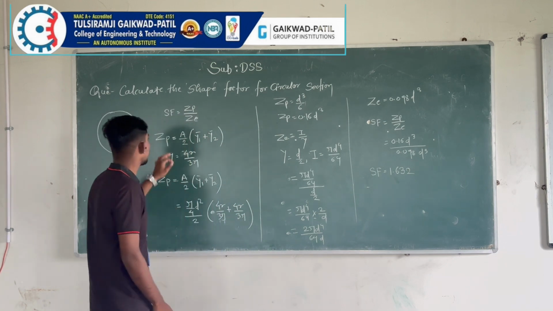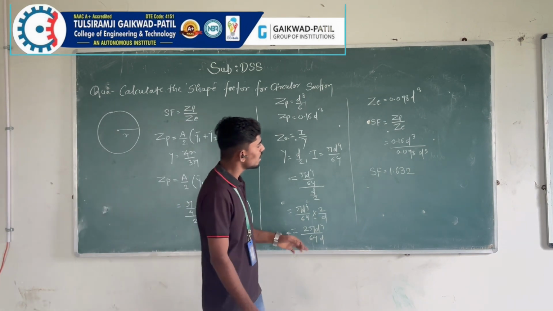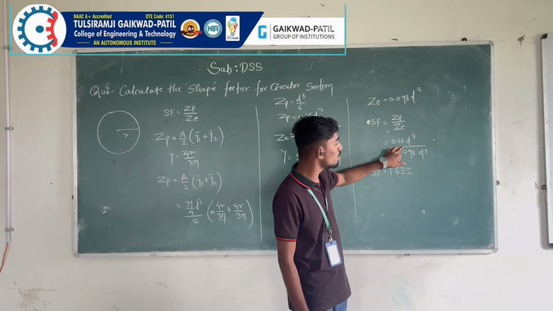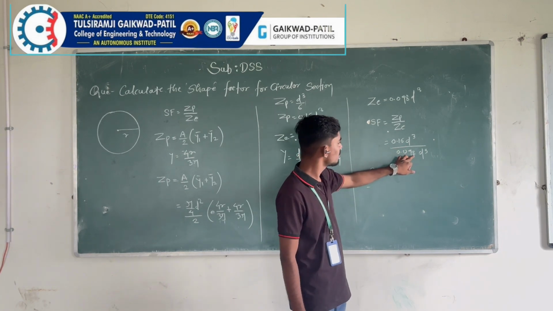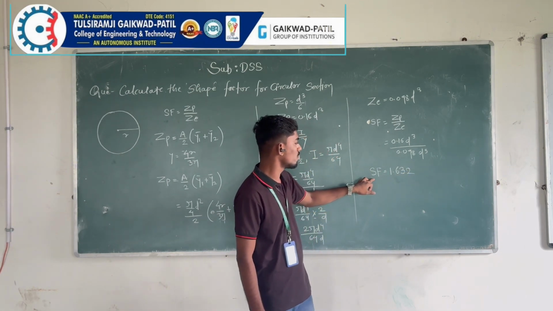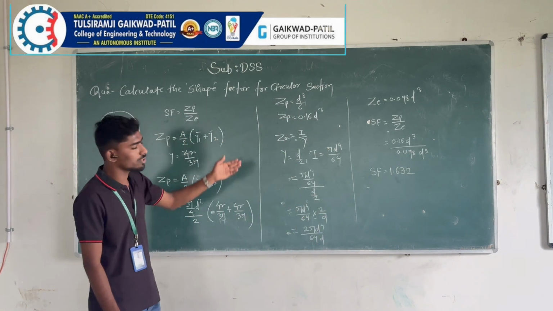Now we have to calculate the Sm. Sm is equal to Zp by Z. So putting all the values here, Zp is equal to 0.16 d cube by 0.09 d cube. Solving, we get Sm is equal to 1.632. This is our shape factor of this circular section.